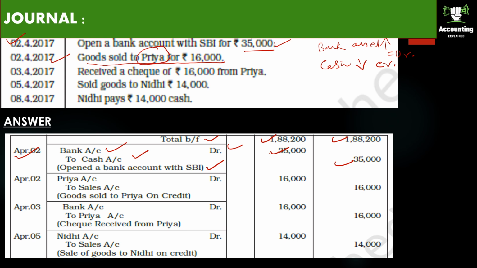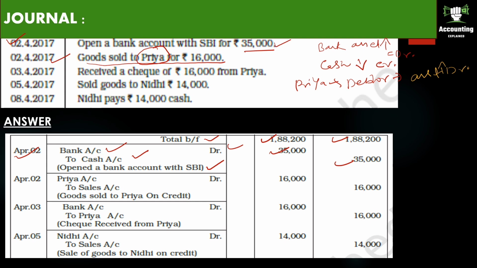Okay. To whom we have sold? Priya. Priya becomes our debtor. Priya has to pay us cash in the future. So she becomes our debtor. Okay, the debtor is an asset. When the asset increases, what we have to do? We have to debit. Okay, and so when you have sold goods, what is the income?